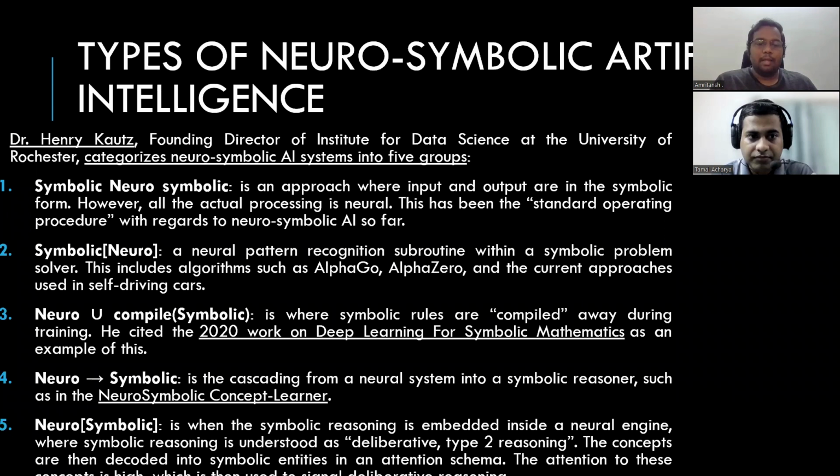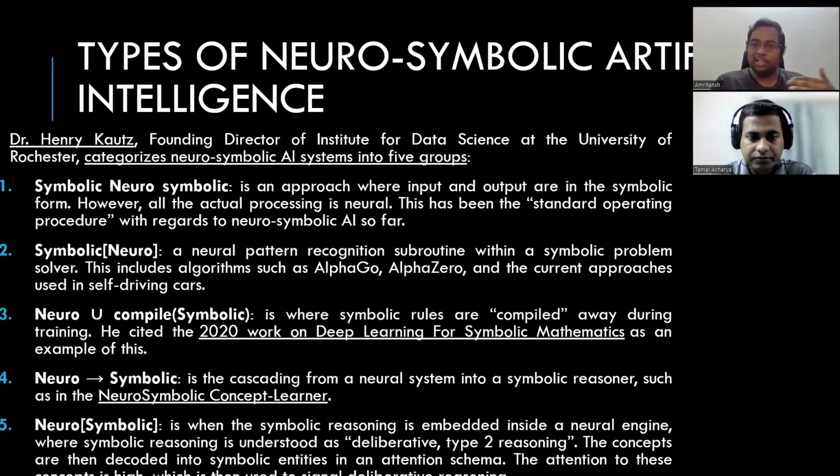So as we have already talked about, there could be different scenarios and different outcomes. And so Dr. Henry Kautz, who is the founding director of the Institute for Data Science at the University of Rochester, has categorized them into 5 groups.